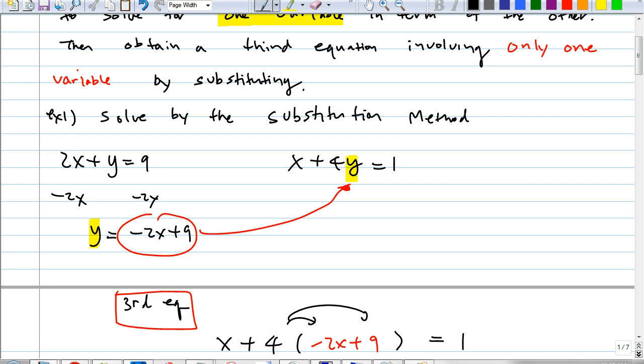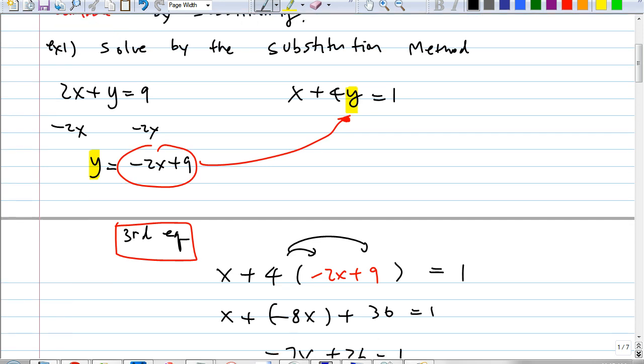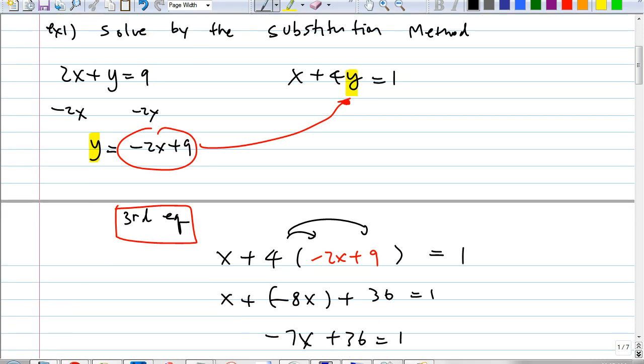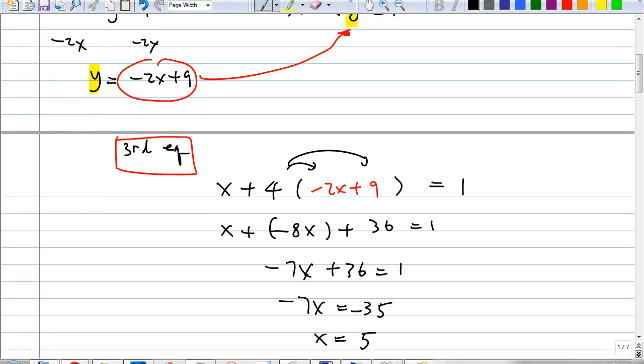What's my next step? Courtney, tell me what to write. After you distribute, it becomes x minus 8x plus 36 equals 1. Good. And then it becomes negative 7x plus 36 equals 1. Good. And do we know how to solve these type of equations? These are easy, aren't they? So then when you solve, did you all get x equals 5? Yes. Very good. And I'm done, right?